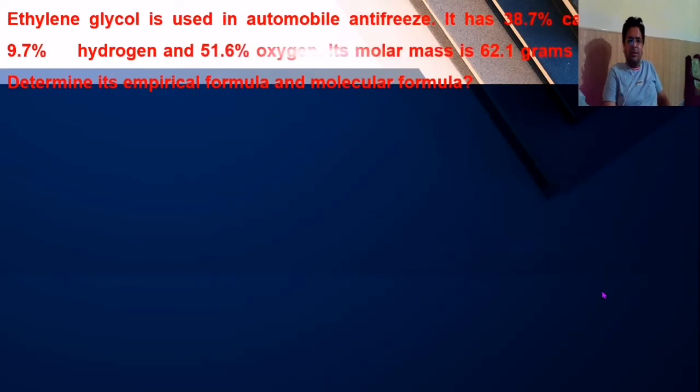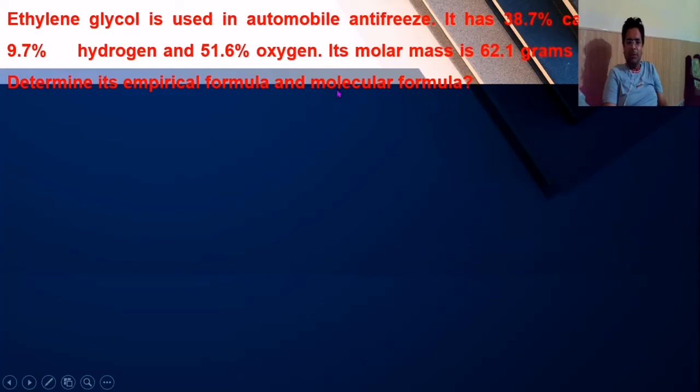Now the second one is the example taken from the exercise. Ethylene glycol is an automobile anti-freezing agent. It has carbon about 38.7%, hydrogen, and oxygen. Its molar mass is given. We have to calculate the empirical and molecular formula. We have studied till now the calculation of empirical formula. Now we will study the calculation of molecular formula.